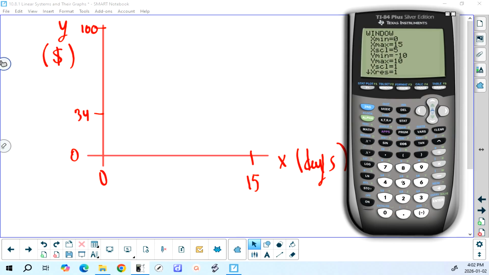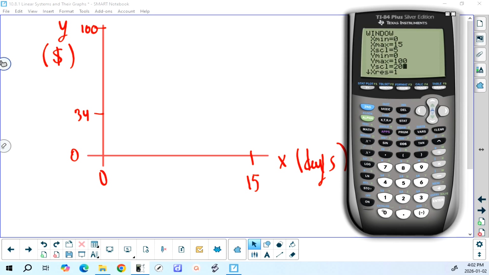Now what about y? Well, the minimum y is 0. The maximum I'm saying is 100. Why 100? Because I'm just going to try it. It seems like a reasonable amount. And the scale I'm going to put at 20. The scale doesn't really matter. It just makes the graph more presentable. I'm going to see a tick at 0, 20, 40, 60, 80, etc.